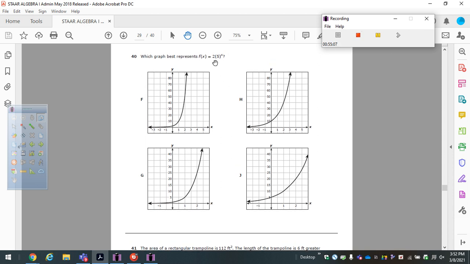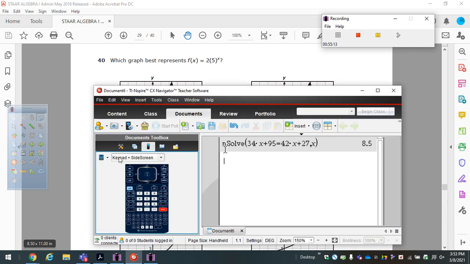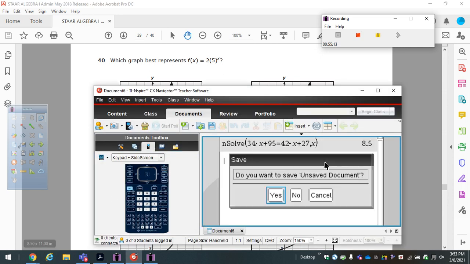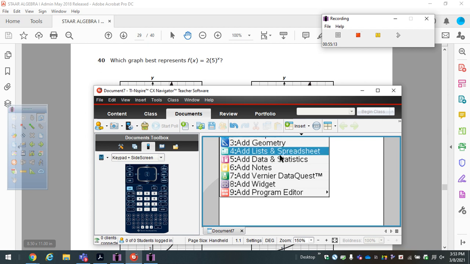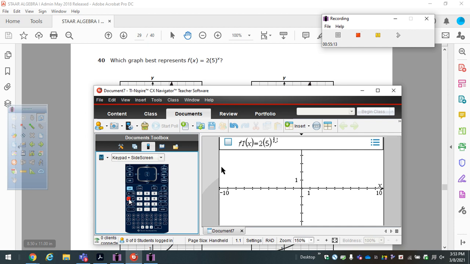So then we come out here. Can you all see it? Okay, 2 times 5 raised to the x. So come here. New document. No, I don't want to save that. And I'm going to type 2, parentheses, 5, caret. You see that right there? Caret, x, graph.